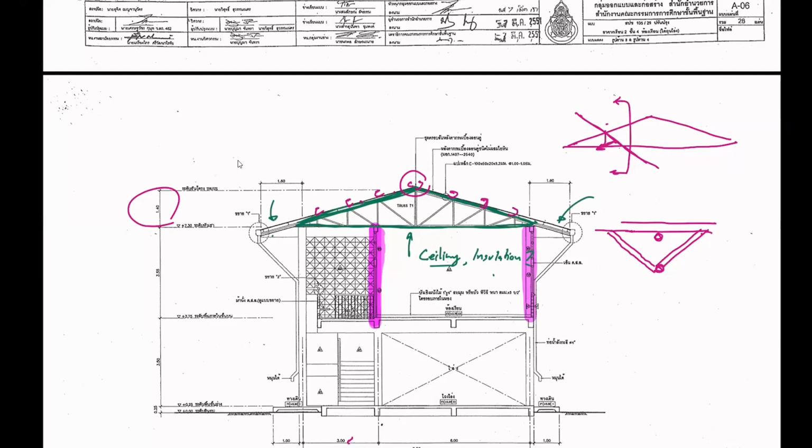I heard piles instead of tiles. What? You're going to ask me about foundation now? Okay. Is there any more question?